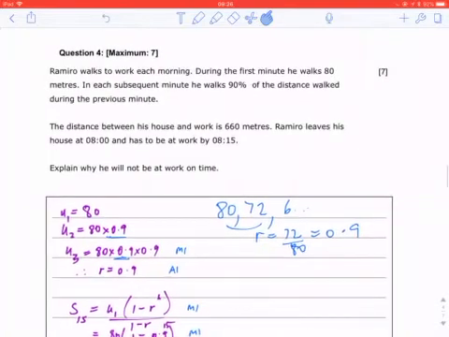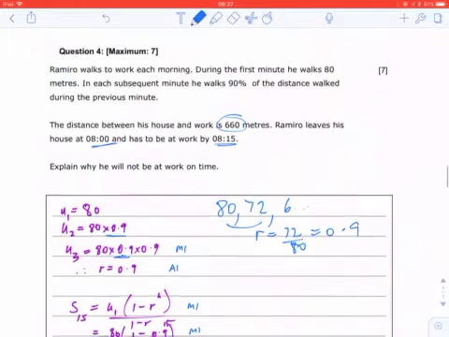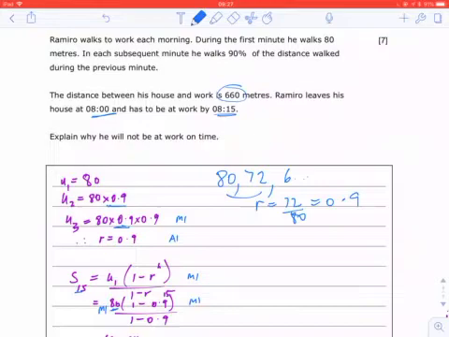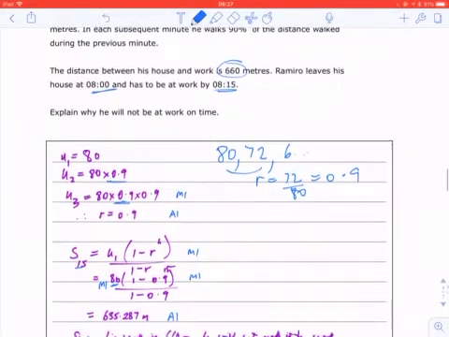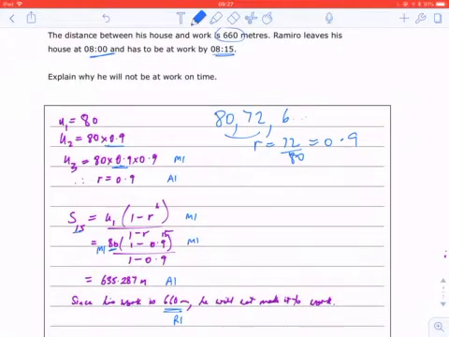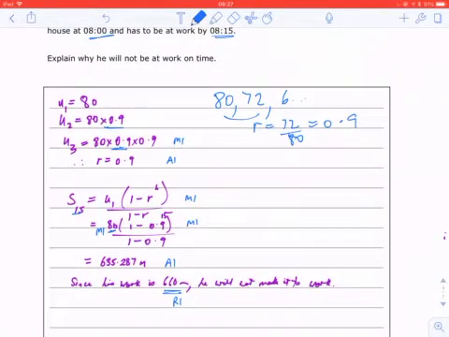Okay, now to solve my problem, there's 15 minutes of time and it has to make 660. So there's a couple of ways of doing it. You could have just said, well, in 15 minutes, S15, how far have I walked? And that's 635, which means you haven't made it. Make sure you make a sentence about how he is further away and he will not make it on time.